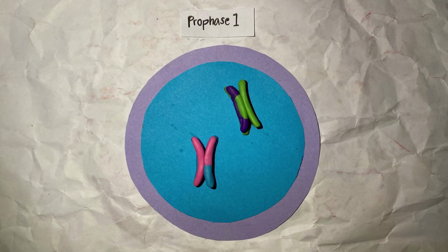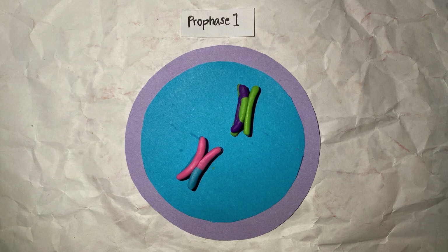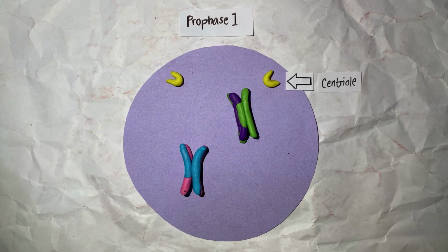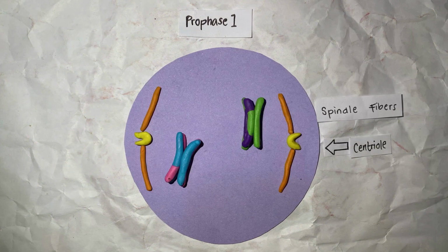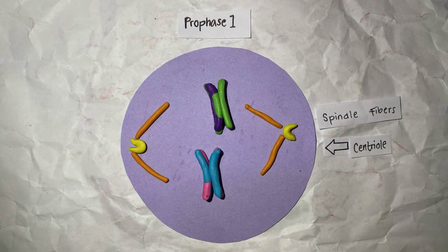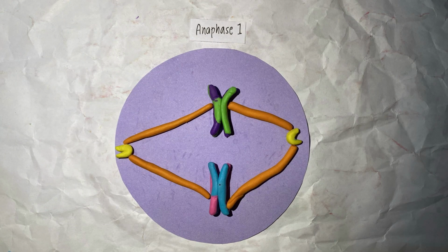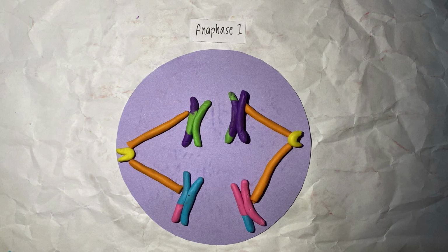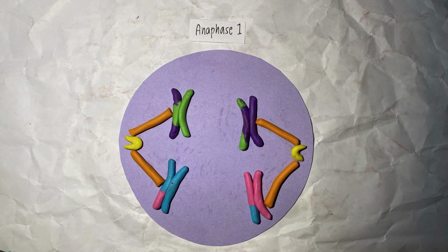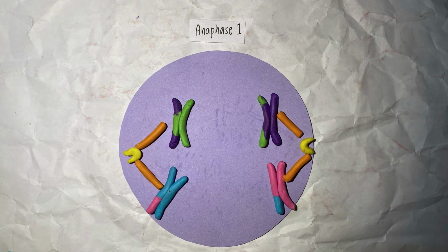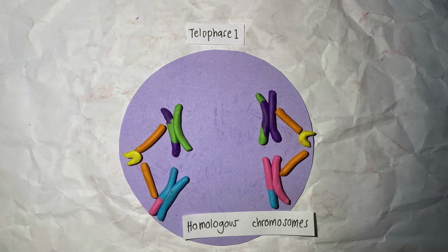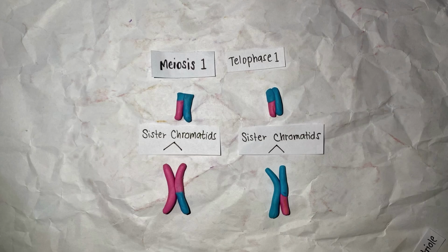Continuing on with prophase 1, the nuclear membrane disappears. The centrioles move to opposite ends of the cell, and spindle fibers fan out from them. Next, in metaphase 1, the homologous chromosomes line up at the equator and attach to spindle fibers from opposite poles. During anaphase 1, spindle fibers separate the homologous chromosomes in each tetrad and pull them to opposite poles of the cell. The cell enters telophase 1 with one chromosome from each homologous pair at separate poles.